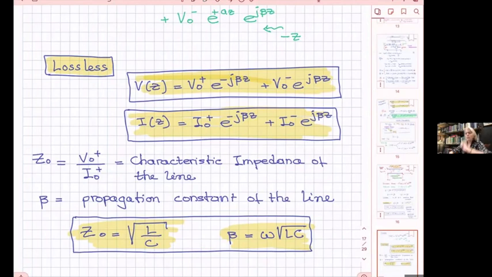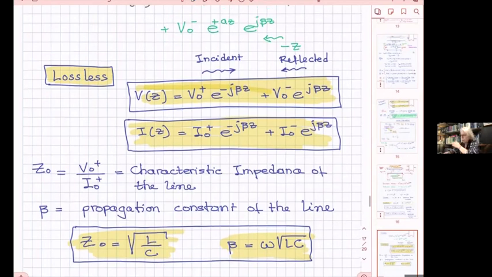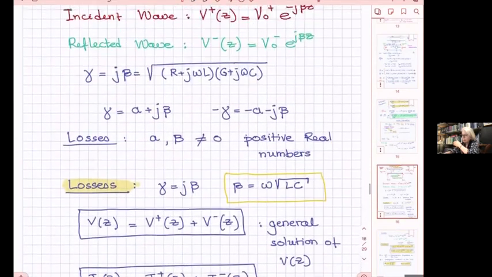All right, so we don't expect you to know too many things by heart. We expect you to know in a class like this the definitions and the physics around them. But I want you to remember this. And I want you to remember that these are incident waves and these are reflected. We call them incident because they move from the source to the load, and we call them reflected because they are reflected by the load back to the source.